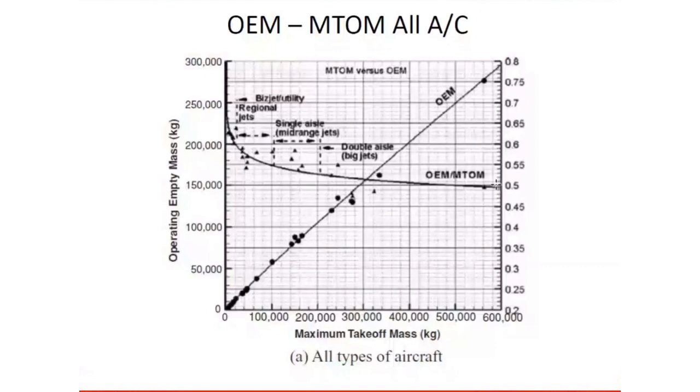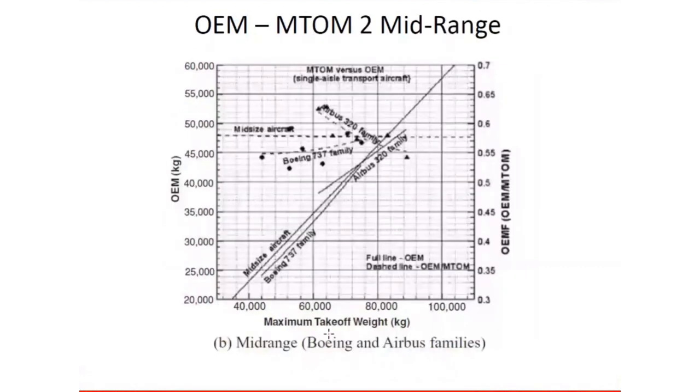And of course, mid-range Boeing and Airbus families you can also look at, but as I said, they're all somewhere slightly better than that. All these charts anyway I'm going to share with you, so you don't have to worry about that.